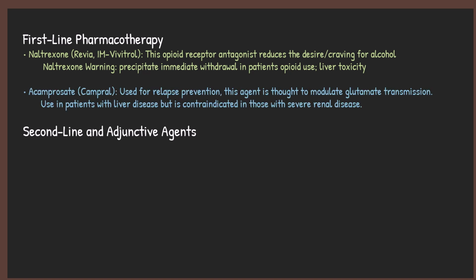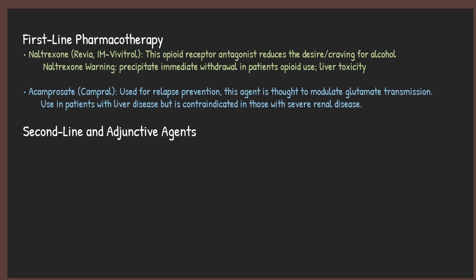Now, acamprosate is also first line. It's used for relapse prevention. It's thought to modulate the glutamate transmission. And it's great to use in patients with liver disease, but it's contraindicated in those with renal disease. So if you have a patient that has renal disease, then you want to use naltrexone.